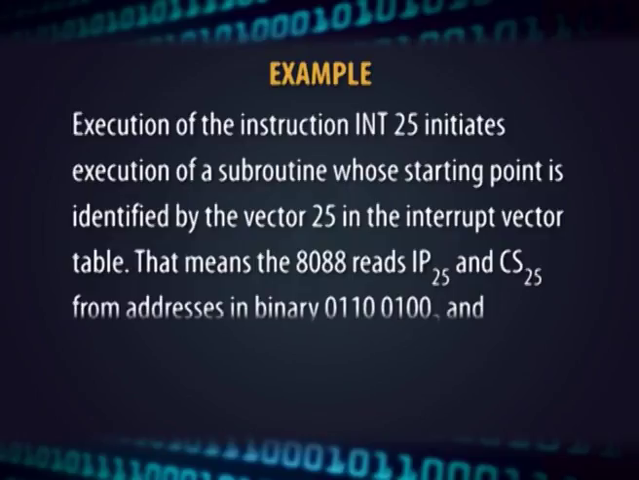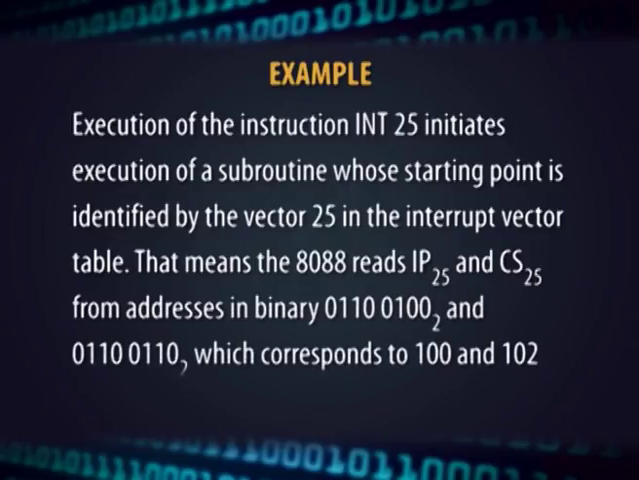That means the 8088 reads IP and CS, the instruction pointer and code segment, from addresses in binary 0110 0100 and 0110 0110, which correspond to 100 and 102 respectively. These values are loaded into IP and CS respectively, so that the program control is transferred to these locations.